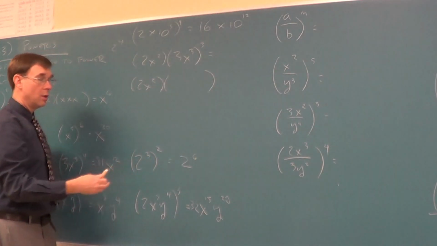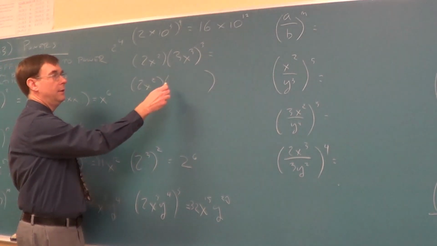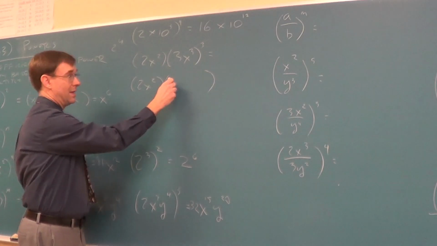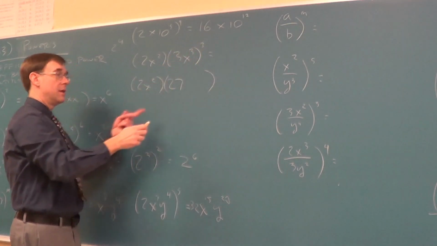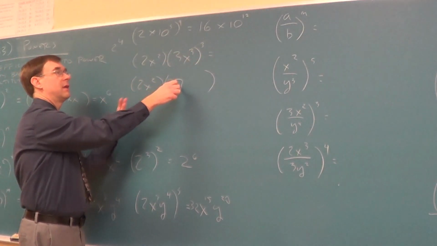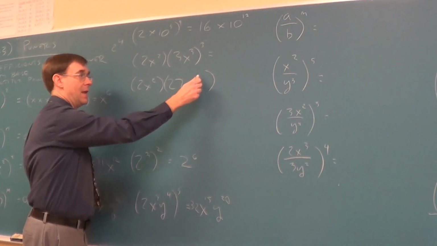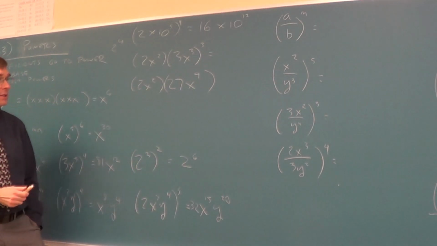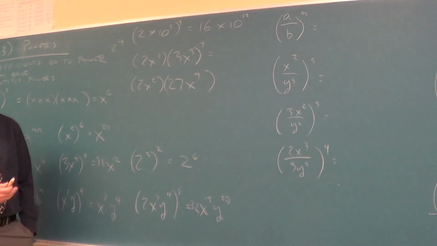3x cubed, we're going to do what we've been doing this period. 27 is there. 3 to the 3rd, 3 times 3 times 3, that is a 27 coefficient. And X to the 9. X to the 9 is correct. That's a good move. Now we understand today.